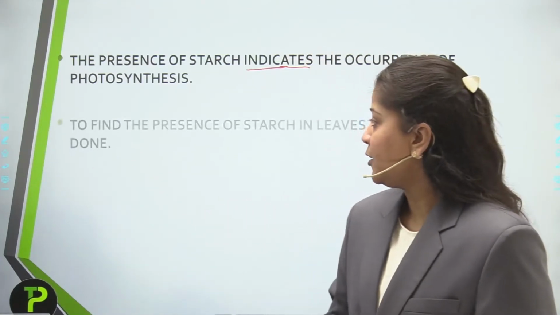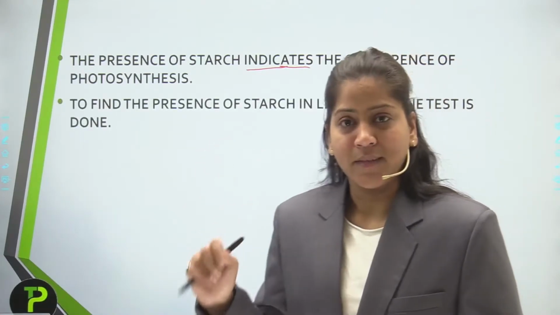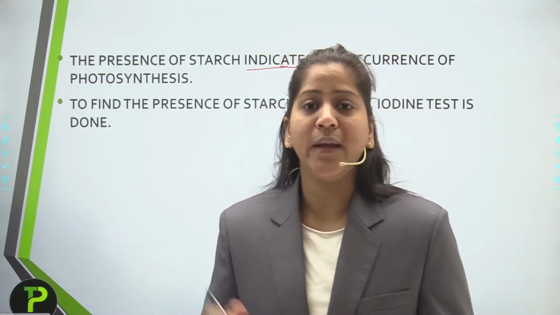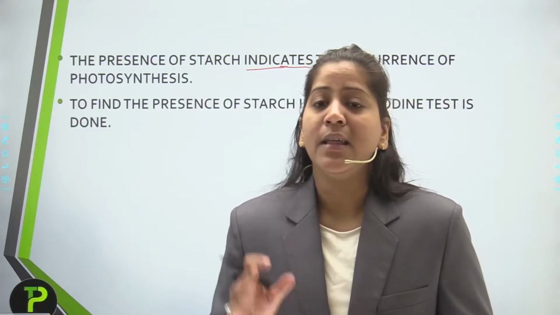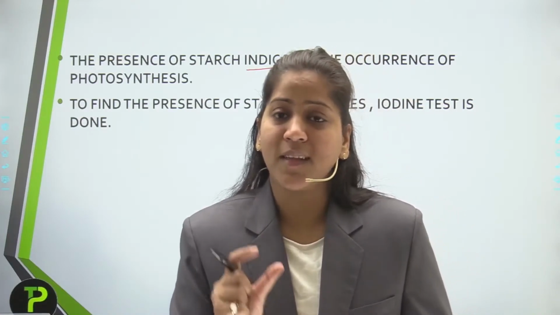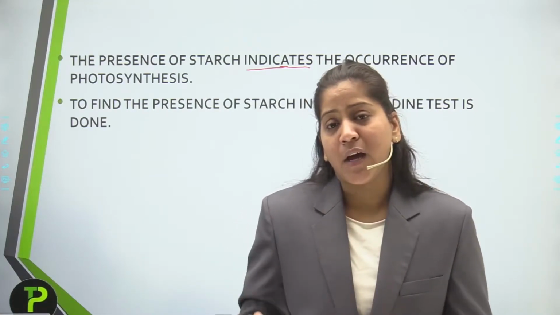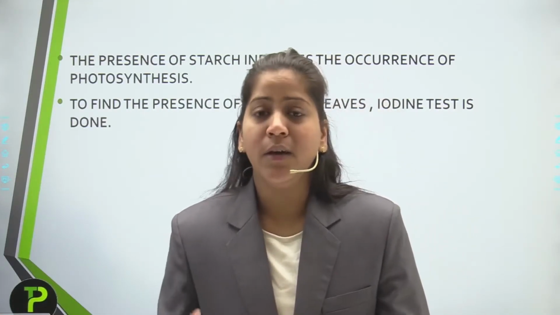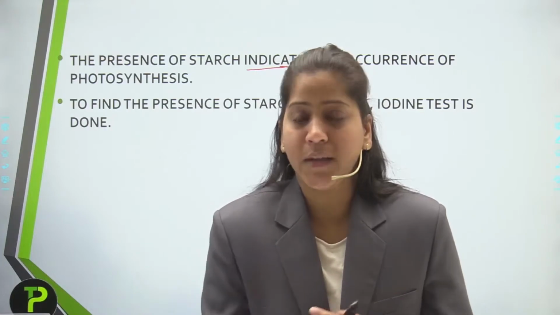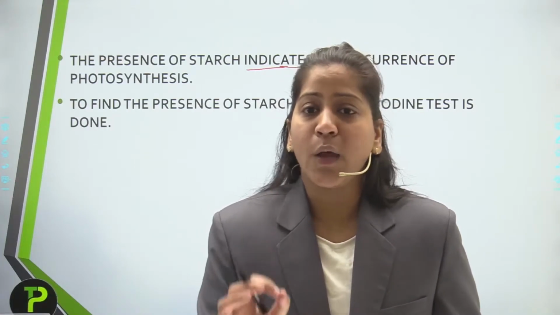So the next point is, to find the presence of starch in leaves, there is a test which is named the iodine test. To test the presence of starch in any plant or any leaf, we do a test which is named the iodine test.